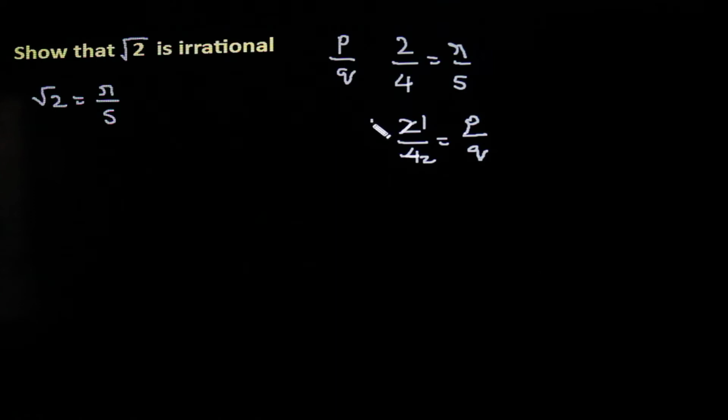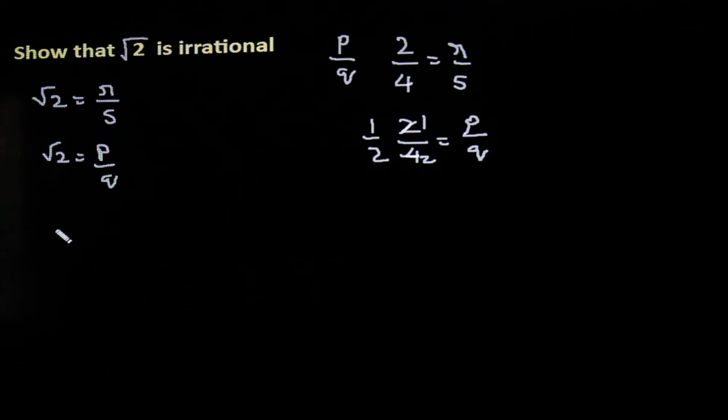For 1 and 2, this is 1 by 2, 1 and 2 have no common factors. Therefore, it is in the least form. Consider that as p by q. So, root 2 is equal to p by q. First we will take root 2 as r by s, in which there may be common factors for r and s. Therefore, we cancel it and we get the least form. In the least form, they have no common factors, consider that as p by q.